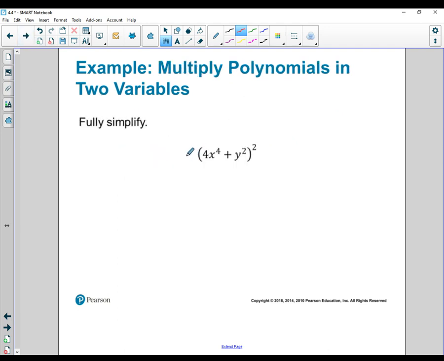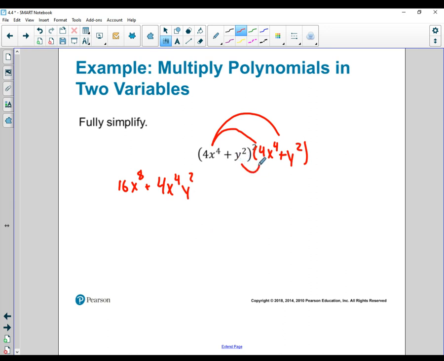Okay, this one, again, if it's a plus or a minus in here, squared, you can't just throw it in there like that. That's the biggest algebra no-no in the entire world. Squared means something times itself, 4x to the fourth plus y squared. So 4x to the fourth times 4x to the fourth is 4 times 4 is 16, and then x to the fourth times x to the fourth, add the exponents, x to the eighth. We need to be comfortable with those exponent rules. And then 4x to the fourth times y squared. Don't freak out. That's just going to be 4 times x to the fourth times y squared.